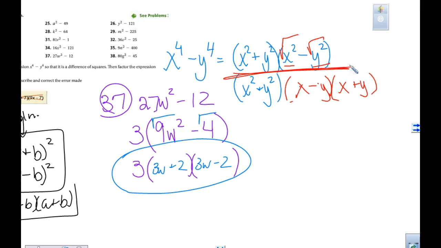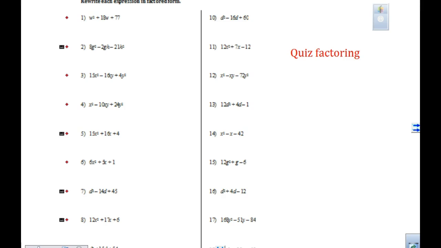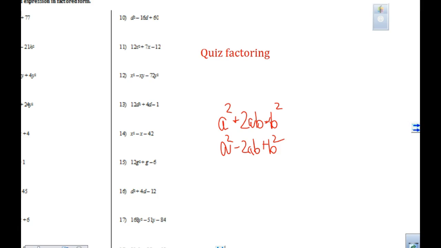So, in your homework, you're going to do all of page 36. We're going to do this quiz on factoring in just a few minutes. So, as you look at this, this is the page where you are looking at these 2 patterns: a squared plus 2ab plus b squared, and a squared minus 2ab plus b squared, so that when you factor those, your answers should always look like a binomial squared, where it is (a plus b) squared, or it's going to look like (a minus b) squared.